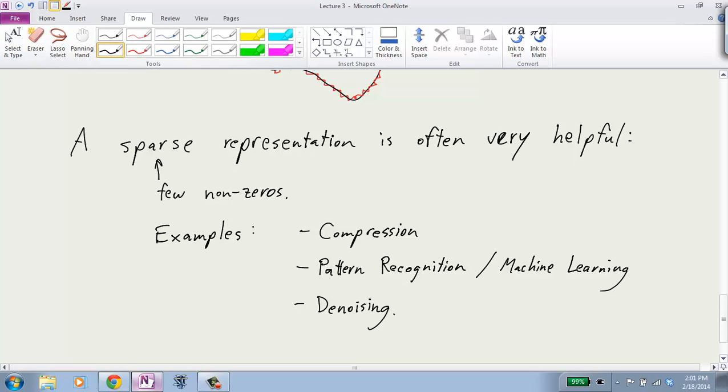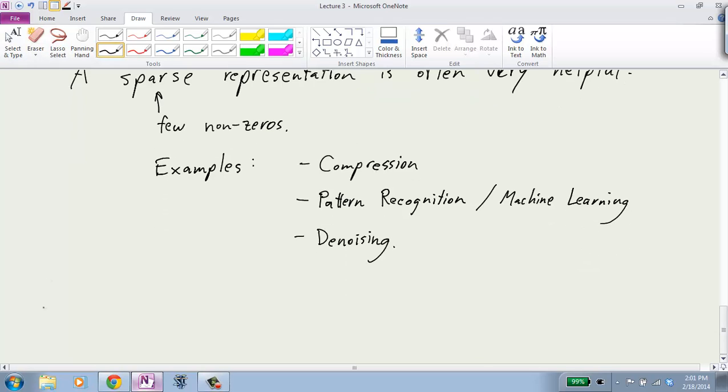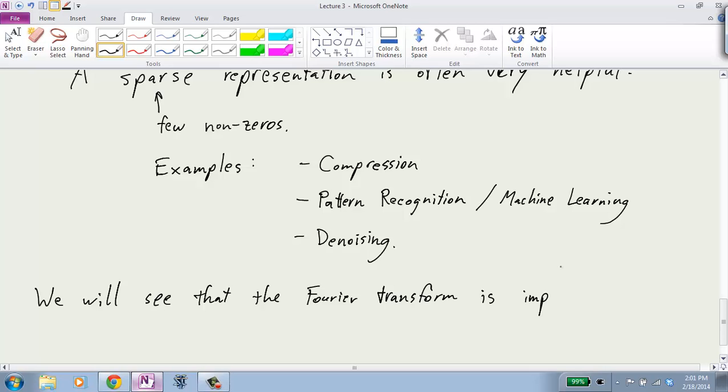Now we're going to find something else. So the Fourier transform is going to be interesting and actually fundamental for reasons aside, in addition to sparsity. Okay.